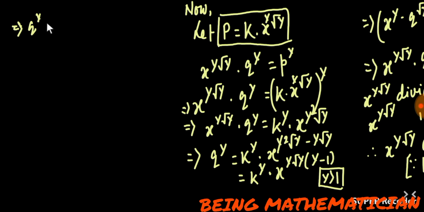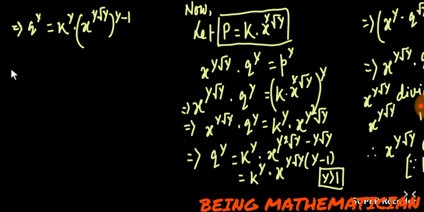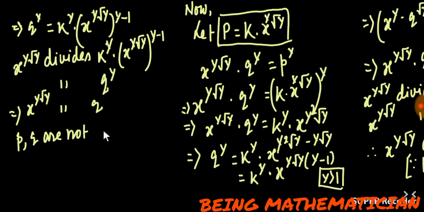q to the power y equal to k to the power y into (x to the power y root y) whole to the power y minus 1. So we can say that x to the power y root y divides k to the power y into (x to the power y root y) whole to the power y minus 1. So it divides q to the power y, and it's implied that x to the power y root y divides q. So in this way, we say that p and q are not co-prime.